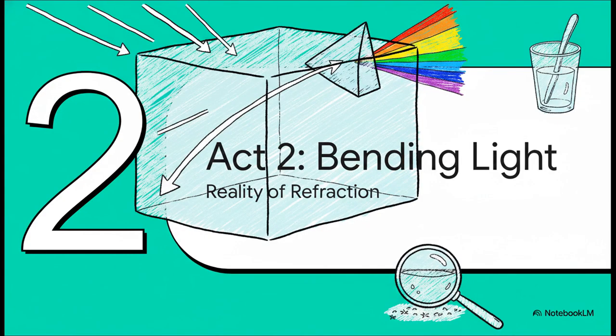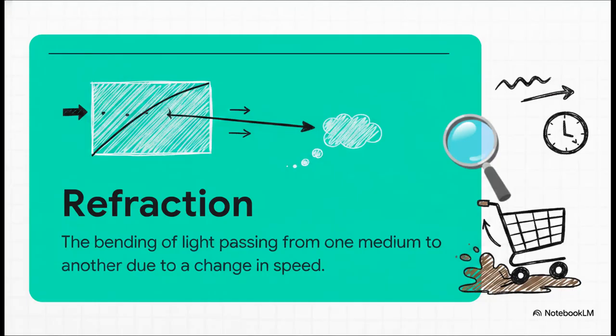Act 2. Bending light. The reality of refraction. All right, so if reflection is bouncing, refraction is bending. It's defined as the bending of light when it passes from one medium to another. But the absolutely crucial part to understand here is the why.